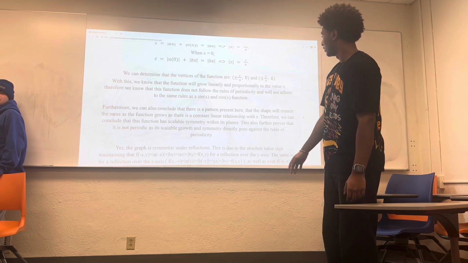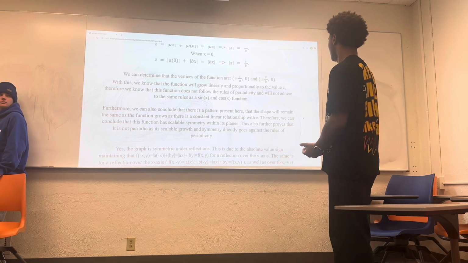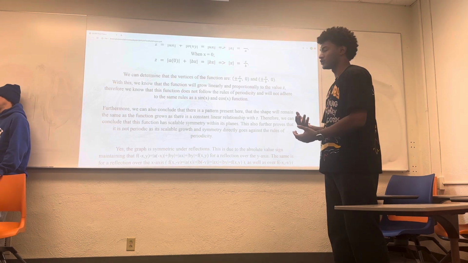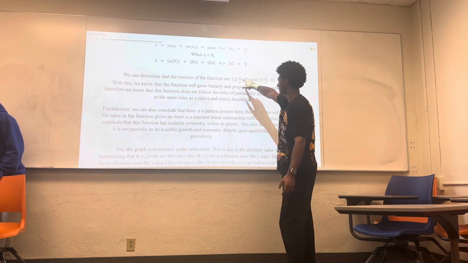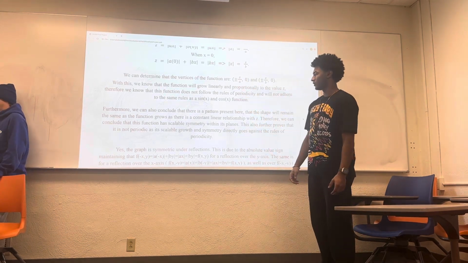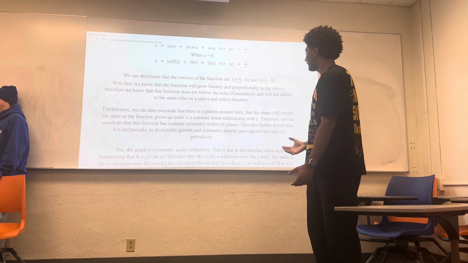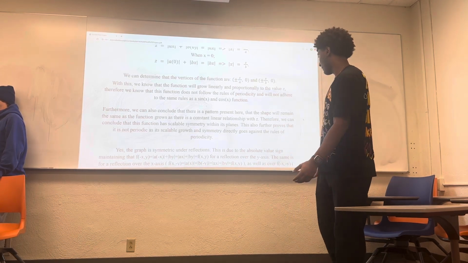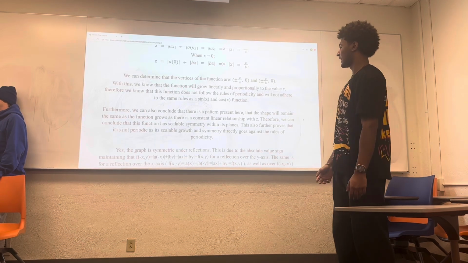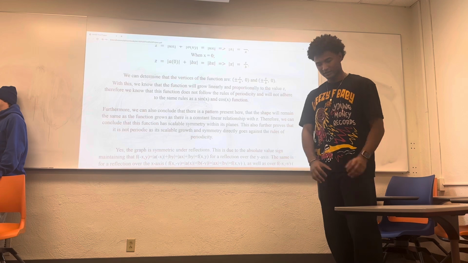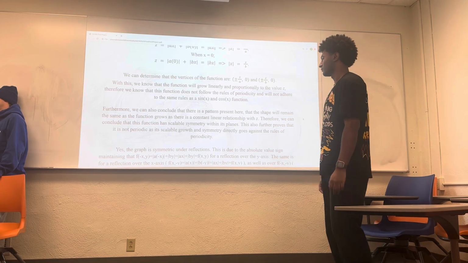So, to conclude, there is a pattern present in our function. The shape will remain as the function grows, as there's a constant linear relationship with z, as you can see here. Therefore, we know that the function has scalable symmetry, which means the graph is symmetrical within its planes, mathematically and graphically. And therefore, this shows that it's not periodic, so it does not follow the rules of periodicity, and actually directly goes against it.